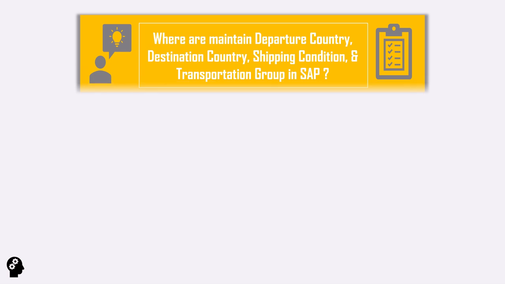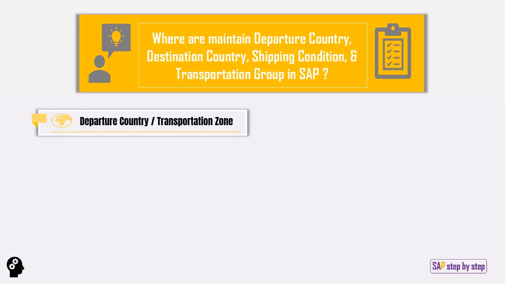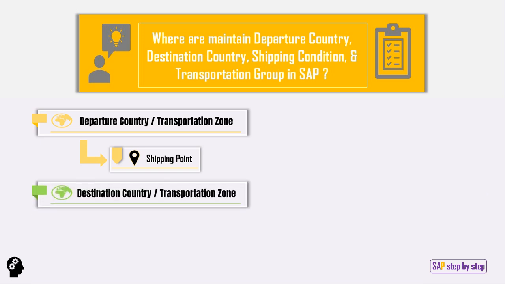Where are departure country, destination country, shipping condition, and transportation group maintained in SAP? Let's understand where each of these elements is maintained in the SAP system. 1. Departure country, transportation zone. This is maintained in the shipping point configuration. 2. Destination country, transportation zone.